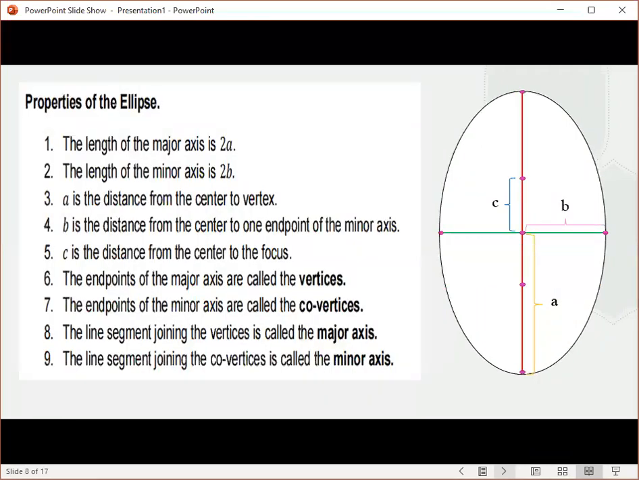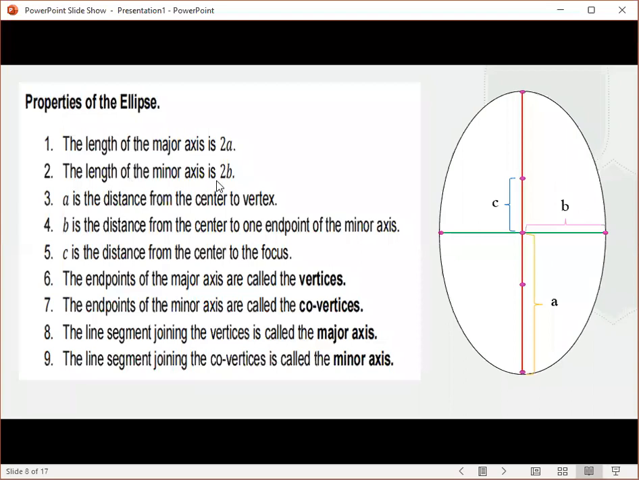Now we have a few properties of the ellipse. The length of the major axis is 2a. As you can see, the distance from the center to one endpoint, or one vertex, is a. So if you take the length of the major axis, from one vertex to another, from the center to one endpoint of your major axis, that is a. So in total, you have 2a there.